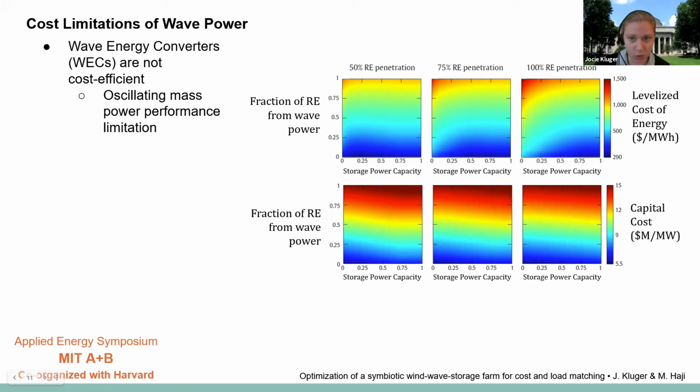Now, fundamentally, wave power is more costly than wind power because harvesting wave power requires an oscillating mass. Unlike for wind power, harvested wave power is proportional to the system's mass, and oscillating energy converters also suffer from the frequency mistuning power adaptability challenge.